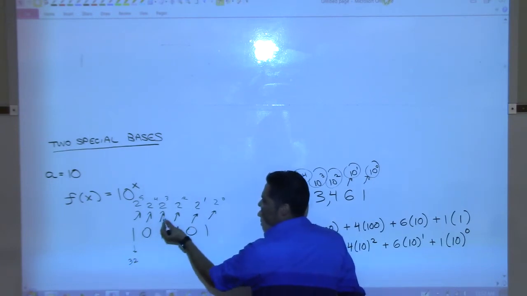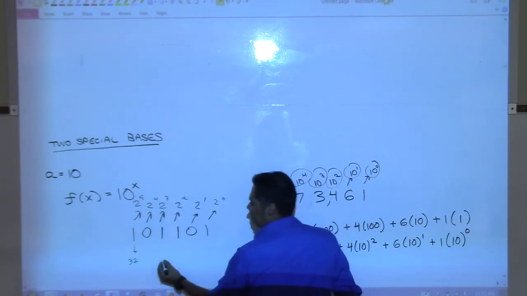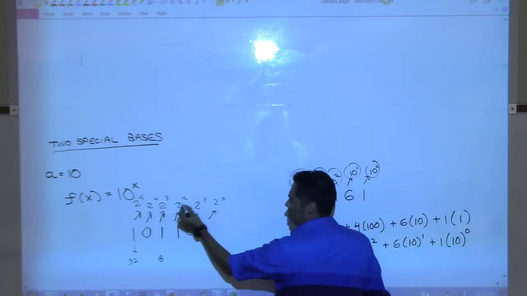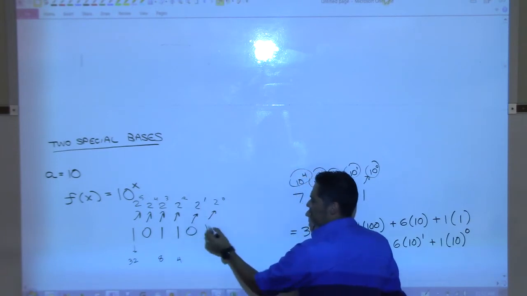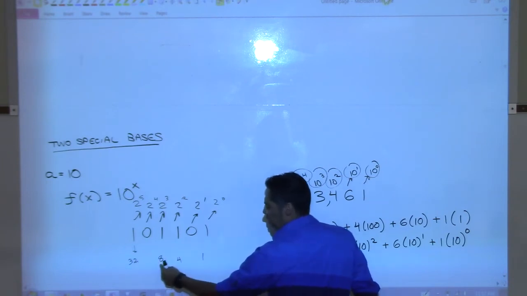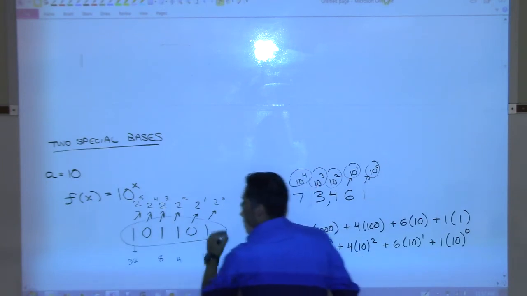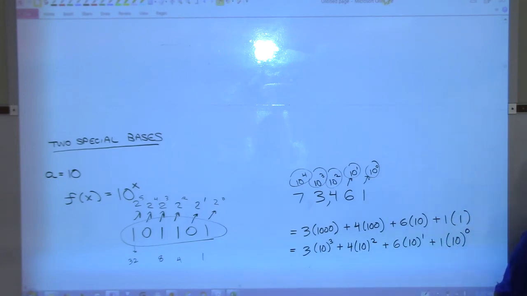Nothing here. How about 2 cubed? What's 2 cubed? 8. I have one of those. And then 2 squared is 4, right? I have one of those. And then I don't have any of these. And then 2 to the 0 is 1, so I have a 1 here. If I add these up, I get 45. So this number right here is the number 45. Okay?